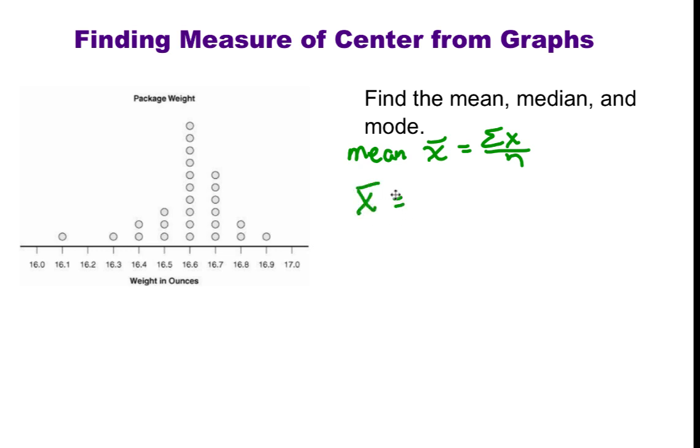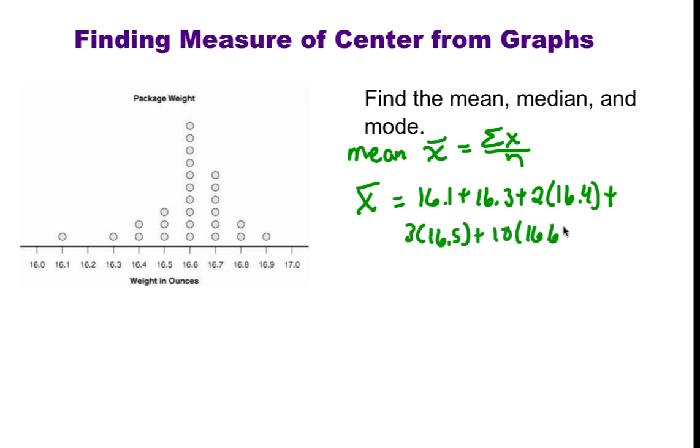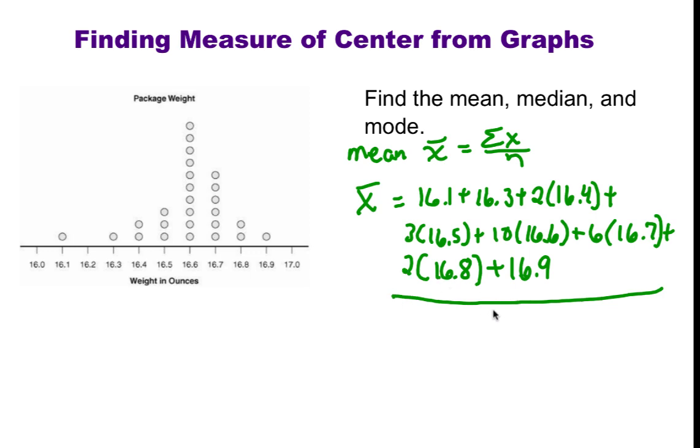So on a dot plot, that means I'm going to take 16.1 plus 16.3 plus 2 times 16.4, because I have 2 dots at 16.4, plus 3 times the 16.5, plus 10 times 16.6, plus 6 times the 16.7, so I have 6 dots at 16.7, plus 2 times 16.8, plus 1 times the 16.9. And I'm going to divide that by the 26 data entries I have.